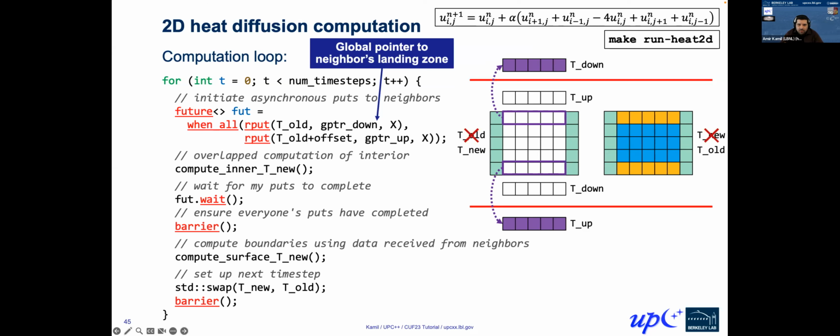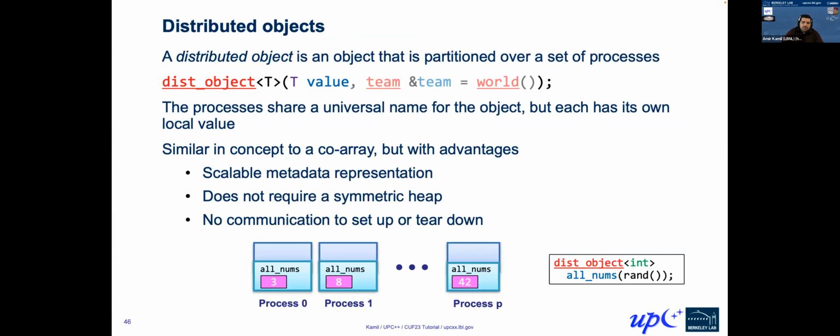There's one more piece I want to talk about, which has to do with the setup. Again, in order to do the puts, we need to have a global pointer to the landing zone on our neighbor. So how do we get that? UPC++ provides something called a distributed object that allows us to easily communicate these between processes. Essentially, you can think of a distributed object as an object that's partitioned over a set of processes where each process has a piece of it.